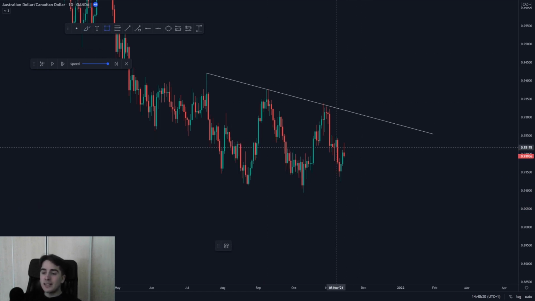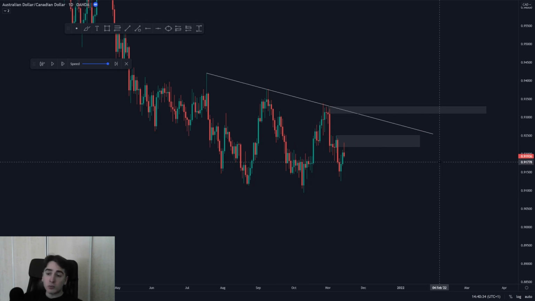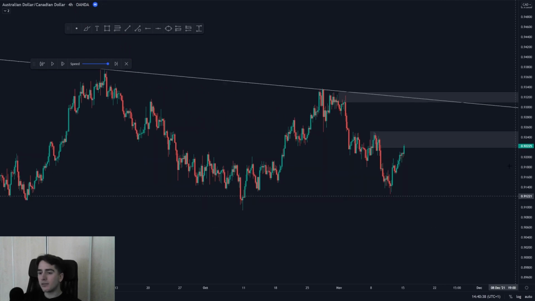before I dive into the 4-hour, daily liquidity. So for me, daily liquidity was located over there and over here. These are my two areas of supply from where I am happy to take those shorts. So I knew that Aussie CAD was in a good area to look for potential shorts because it was inside of daily supply. So now looking at the 4-hour, what could we see over there?